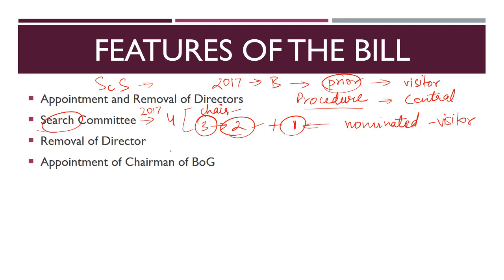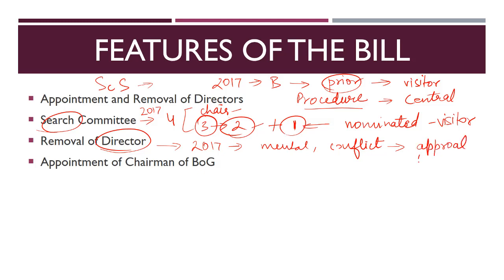Now if we come to the removal of the director, the 2017 Act provides that the board can remove the director on certain given grounds. What are the grounds? Insolvency, mental and physical incapacity, conflict of interest. On these grounds only, the board could remove the director. Now this is changing again. Whenever a director has to be removed on these grounds, first prior approval is required from the visitor. So if the board wants to remove the director, it has to acquire prior approval from the visitor.